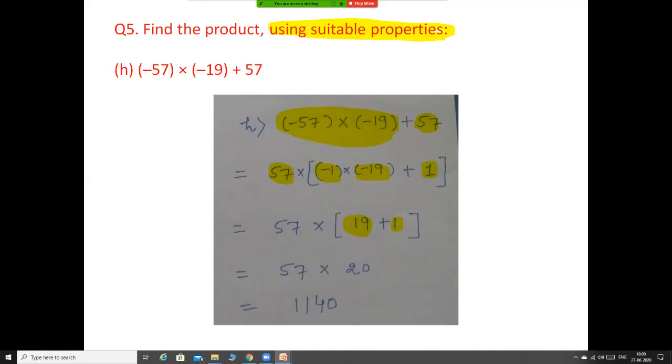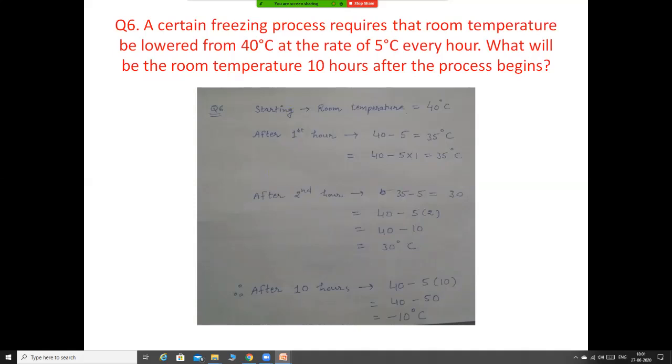19 plus 1, is there the need of calculation? No need. 19 plus 1 means 20. Okay, again, how to multiply 57 into 20? There is no need of calculation. 1140 is the final answer. This was part H of question number 5. So this was the last part.